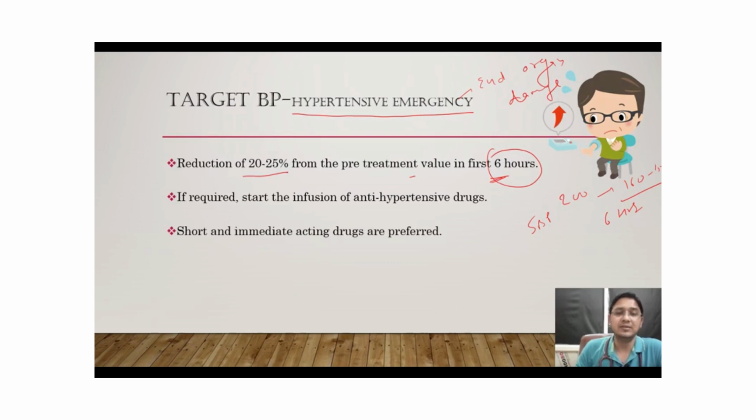Right? So to achieve this target, we might need IV antihypertensive as well as infusion of antihypertensive drug. We need immediate reduction in the BP, so we prefer short and immediate acting drugs. Rapid acting drugs are preferred so that we give the drug, the patient gets action, and the BP is reduced. So in the emergency, we need to reduce the BP more.